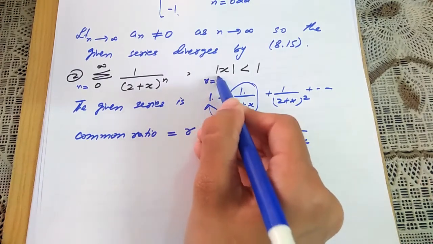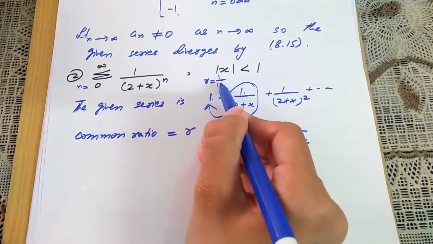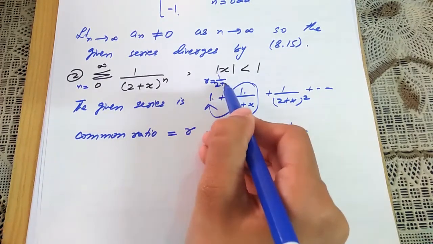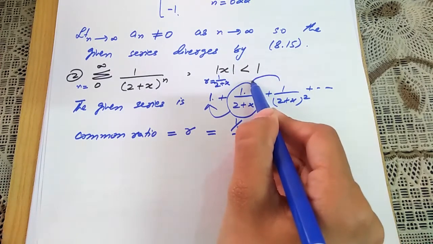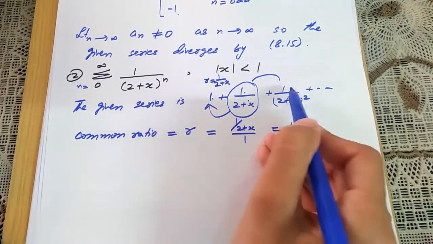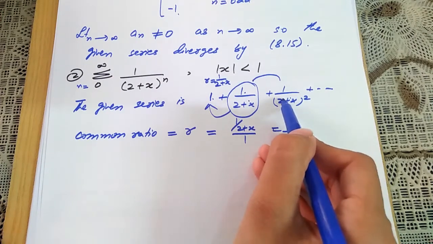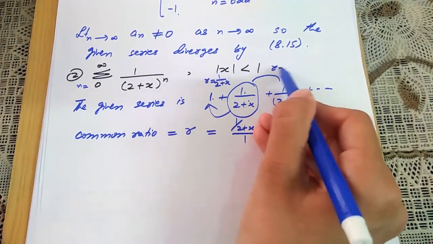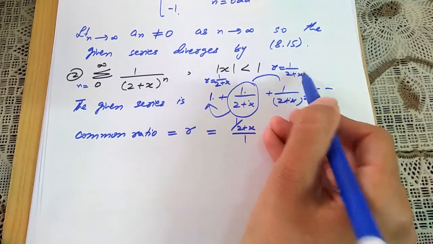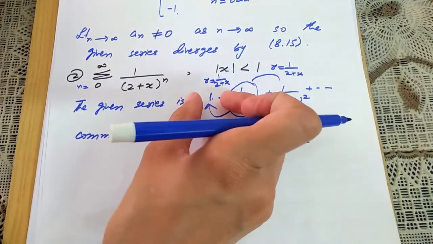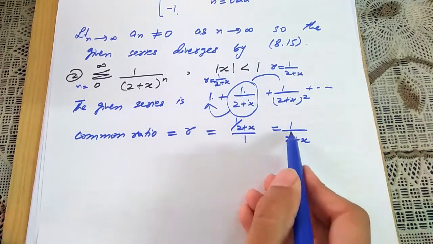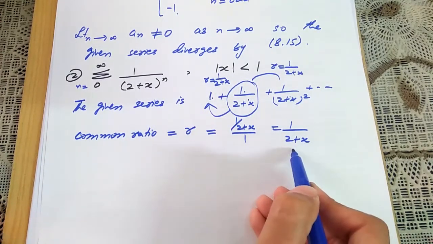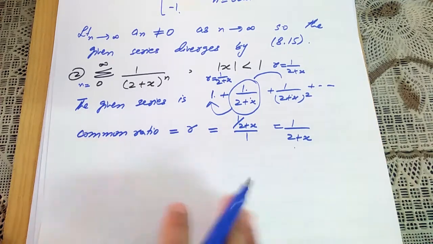Here you get R equals 1 over 2 plus x. Also divide your third term by the second term. Also you will get here R equals 1 over 2 plus x. If the common ratio is the same, then it shows that this is a geometric series and that will be your common ratio, that is 1 over 2 plus x. So you can find out its sum.